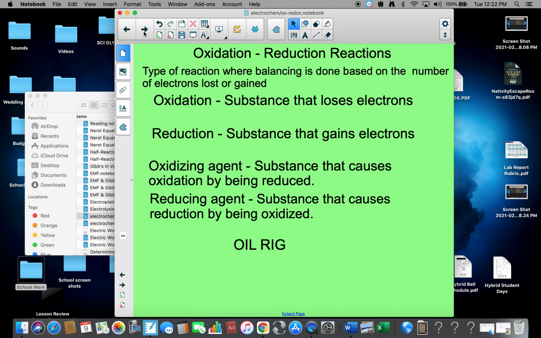A way to memorize that is something called OIL RIG. What does OIL RIG stand for? Oxidation Is Losing, Reduction Is Gaining. So there's a little mnemonic device to help us memorize this.